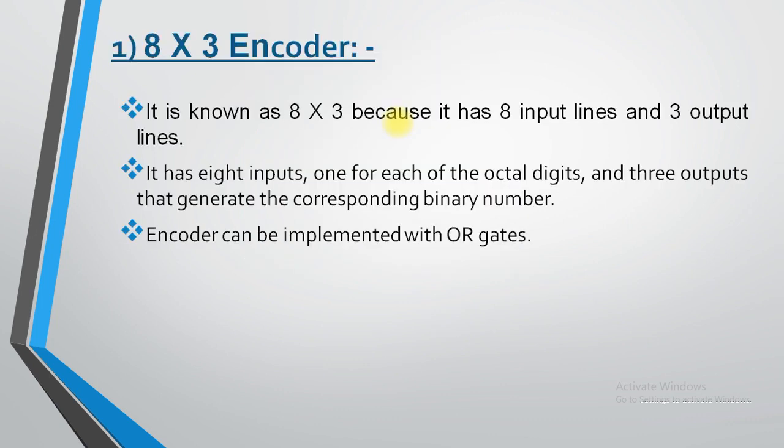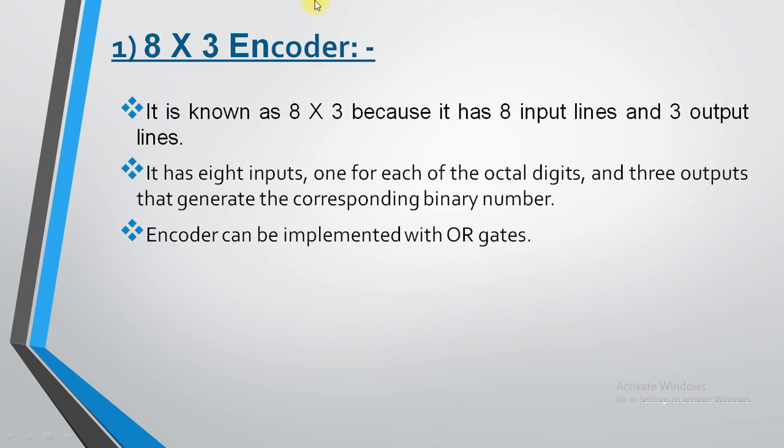Here is the block diagram of the 8 by 3 encoder. Now let me explain the theoretical portion of the 8 by 3 encoder. From the name itself, you are easily able to tell that the 8 by 3 encoder has 8 input lines and 3 output lines. It has 8 inputs, one for each of the octal digits, and 3 outputs generate the corresponding binary number. So input would be in the form of octal and output would be in the form of binary. So the encoder is also known as octal to binary.